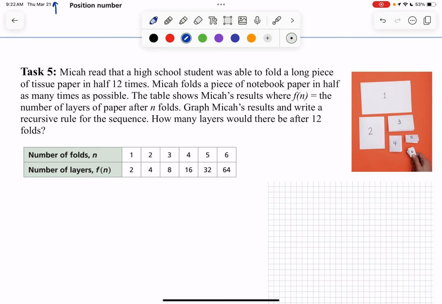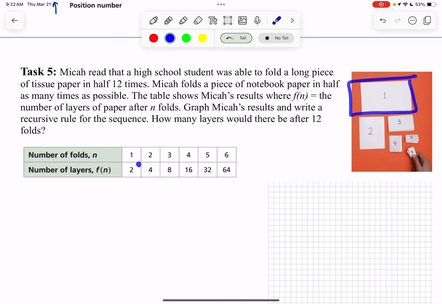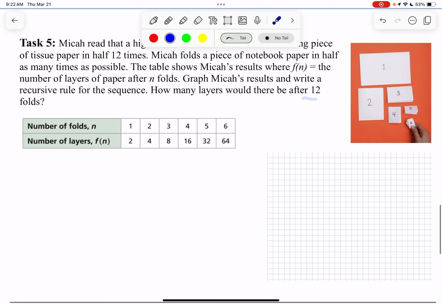The table shows Micah's results, where f of n is the number of layers of paper after n folds. So when he folds the paper in half one time, that means the stack is 2 papers high. When he folds it in half again, that stack is 4 papers high, and so forth. We want to graph it, write a recursive rule, and then find how many layers there would be after 12 folds. So first we want to graph his results.